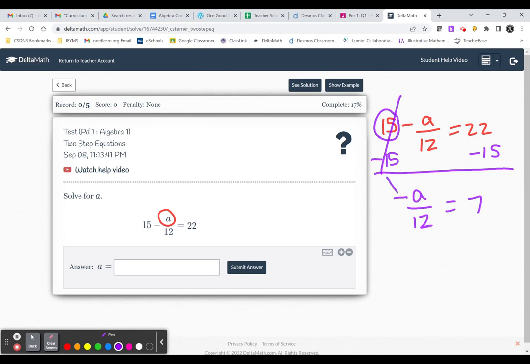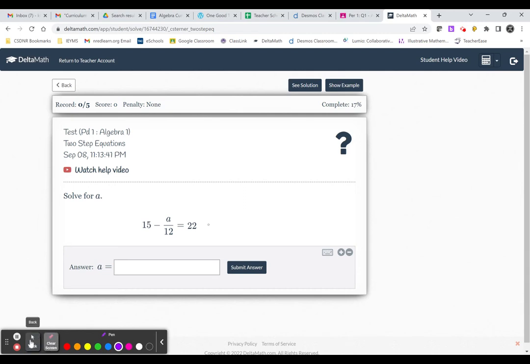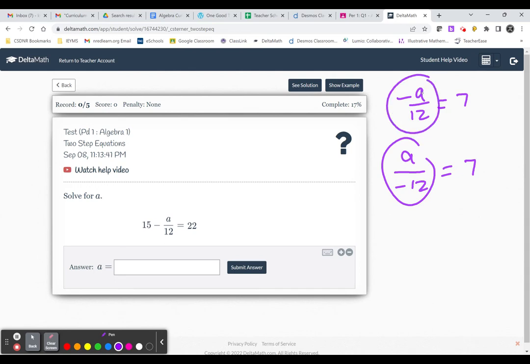Now you see this minus sign here, it actually can be anywhere. It can be written next to the A, or it can be written next to the 12. So this statement is the same as this statement. They are the same. It doesn't matter where the minus sign goes.